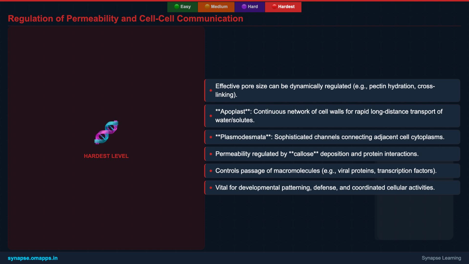Crucially, plasmodesmata, the cytoplasmic bridges between cells, are not just open channels. Their permeability is tightly regulated by callose deposition and specific proteins, controlling the passage of even large macromolecules. This sophisticated control is vital for coordinating developmental processes, defense signaling, and nutrient distribution across the entire plant organism, showcasing a complex biological communication system.